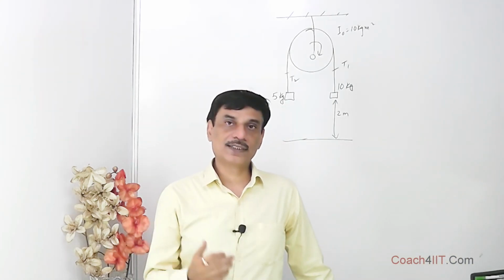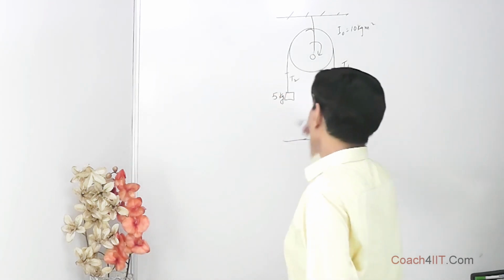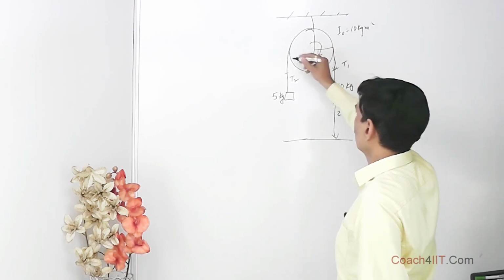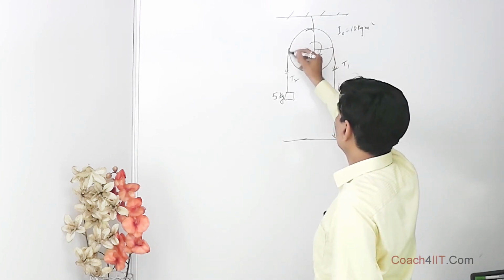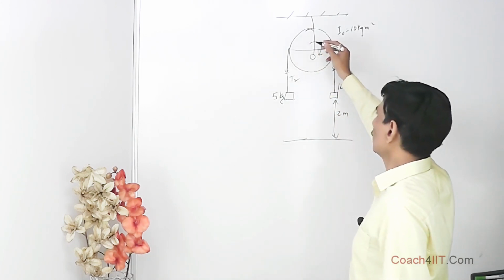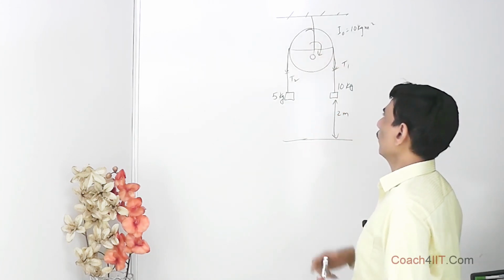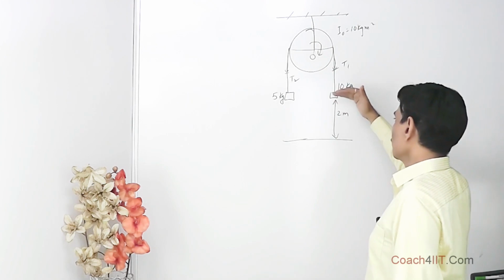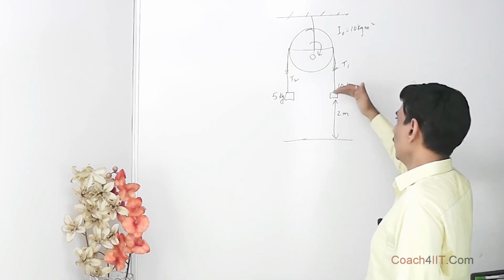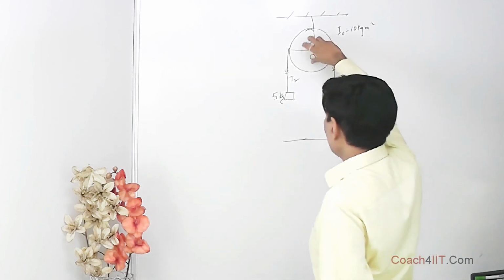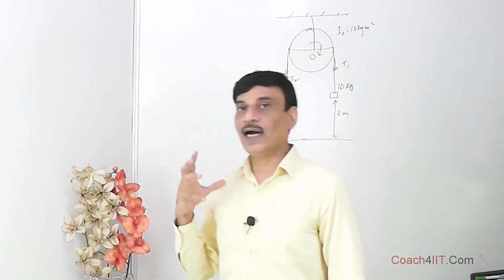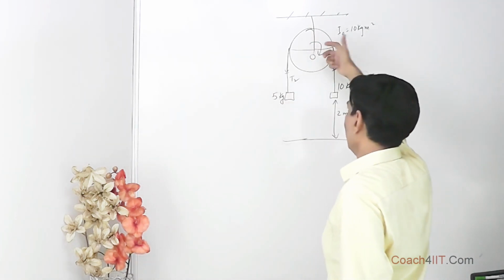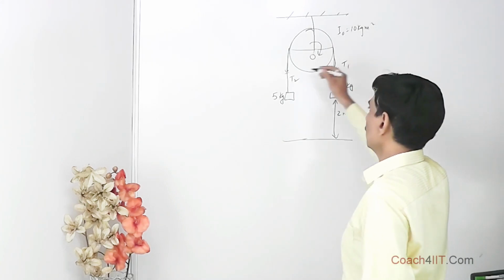Otherwise also, in simple terms, had T1 and T2 been the same, then the torque of this force about this axis, T1 into R, would have been equal to T2 into R, that is, clockwise moment equal to anti-clockwise moment. Then there would not be any alpha of this pulley, but that is not happening. When this block goes down, its velocity gradually increases, so the angular velocity also gradually increases. When the angular velocity is changing, there will be an angular acceleration alpha. If it has some alpha, it means T1 is not equal to T2.